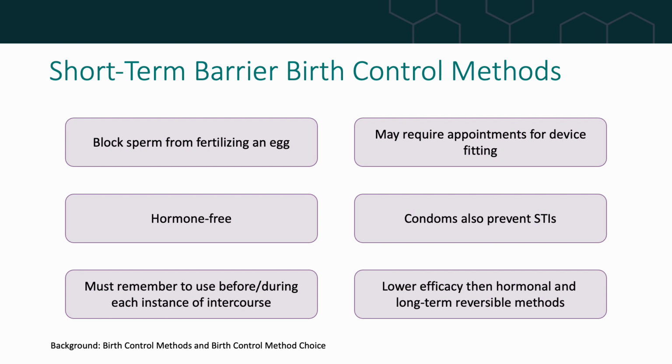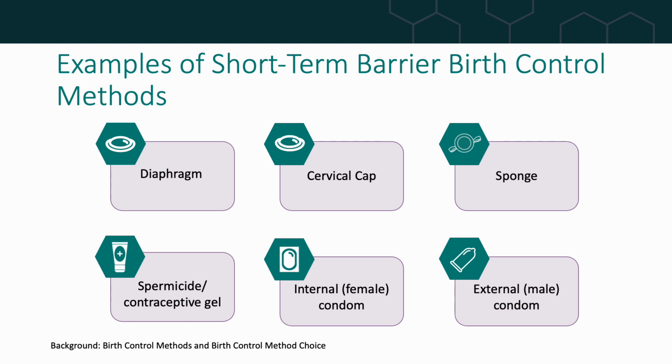Short-term barrier methods prevent pregnancy by blocking sperm from fertilizing an egg. They are hormone-free but less effective than short-term hormonal or long-term reversible methods. Individuals must remember to use these methods each time they have sex. Short-term barrier methods include the diaphragm, cervical cap, sponge, and spermicide. The diaphragm and cervical cap require appointments with a healthcare provider to be fit for the device. Spermicides should be used with a diaphragm or cervical cap. Barrier methods also include external or male condoms and internal or female condoms. The condom methods prevent sexually transmitted infections but should be used in combination with other methods to prevent pregnancy.